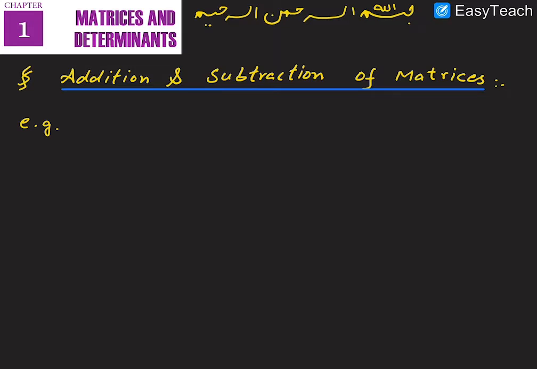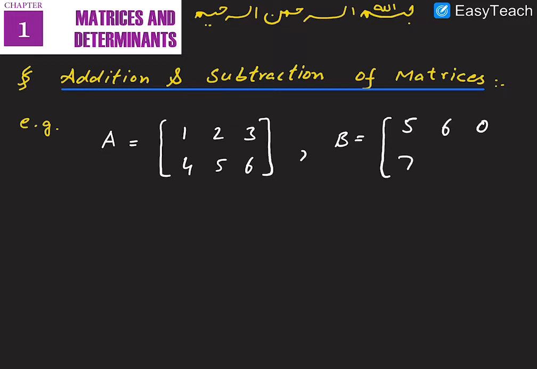So let's start addition and subtraction of matrices. Two matrices A and B are conformable for addition or subtraction if their order is same. Let's say there is a matrix A with elements 1 2 3 4 5 6 and there is a matrix B whose elements are 5 6 0 7 8 3.